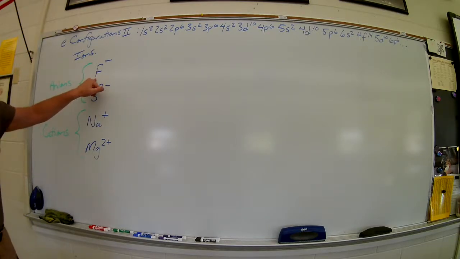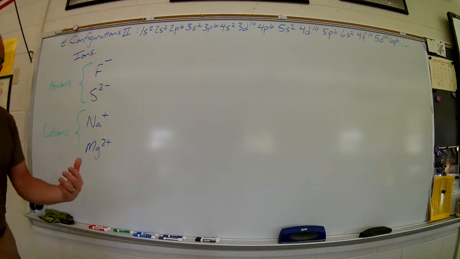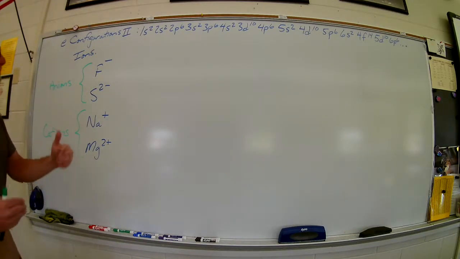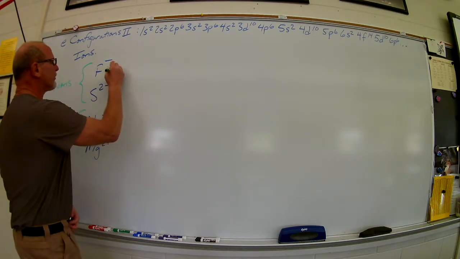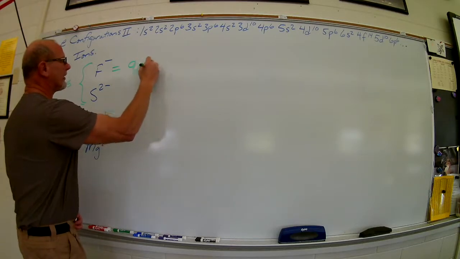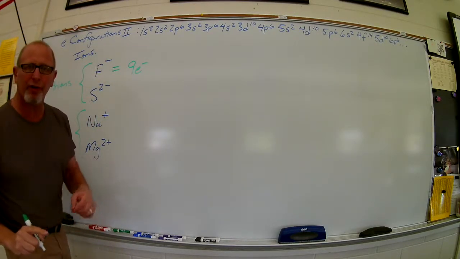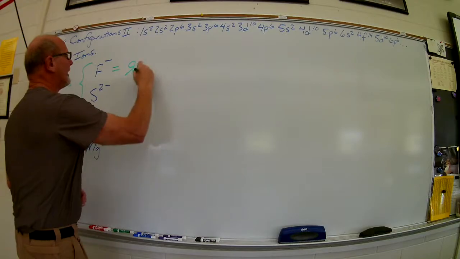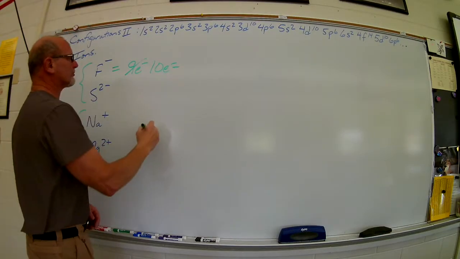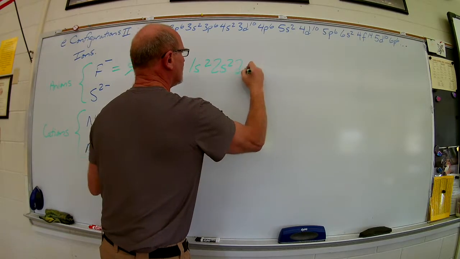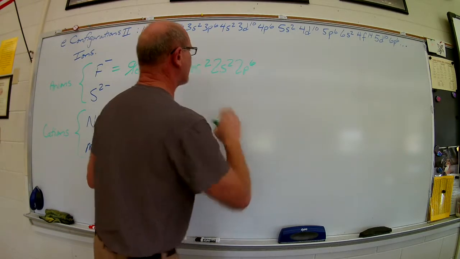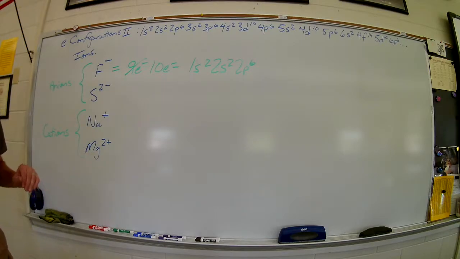I'm going to do fluoride ion. Normally an atom would be fluorine. Because it's a negative, it becomes a fluoride. And fluorine usually has 9 electrons, but because there is a negative charge, I'm going to add 1 to it. I'm going to make this 10 electrons. Let's fill it up. 1s2, 2s2, 2p6. 10 electrons, done with fluoride.